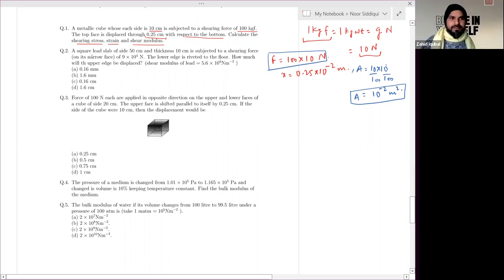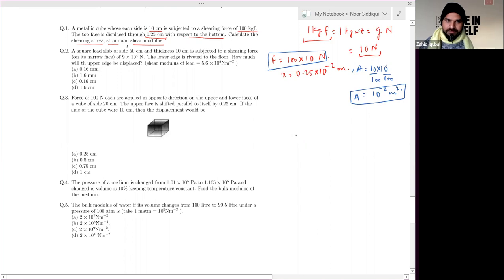In this part, you have a square slab of side 50 centimeter and thickness 10 centimeters subjected to a shearing force on its narrow face. Okay. Of this much amount, and the lower face is fixed to the floor, how much will the upper face be displaced, given the shear modulus? So we have side 50 centimeter, thickness 10 centimeter and subjected to shearing force on its narrow face.